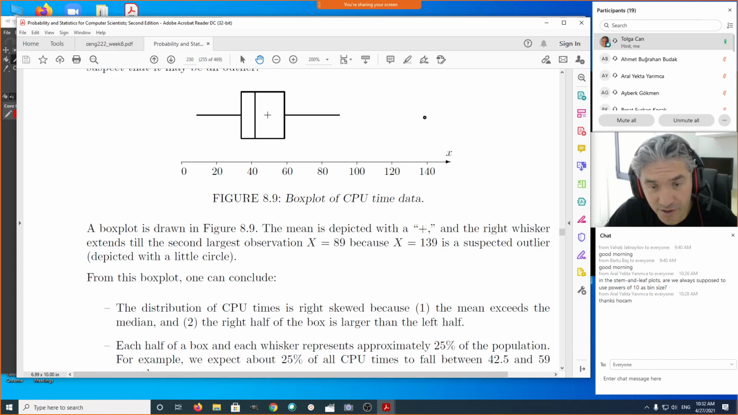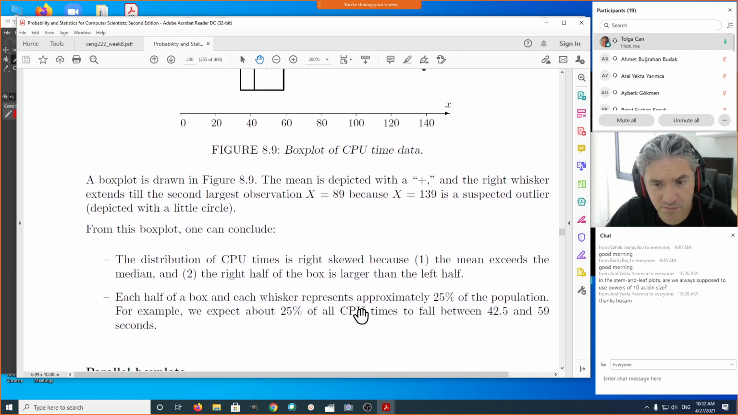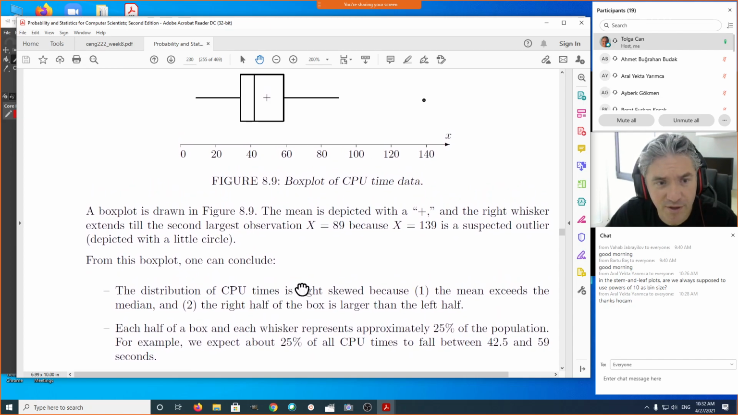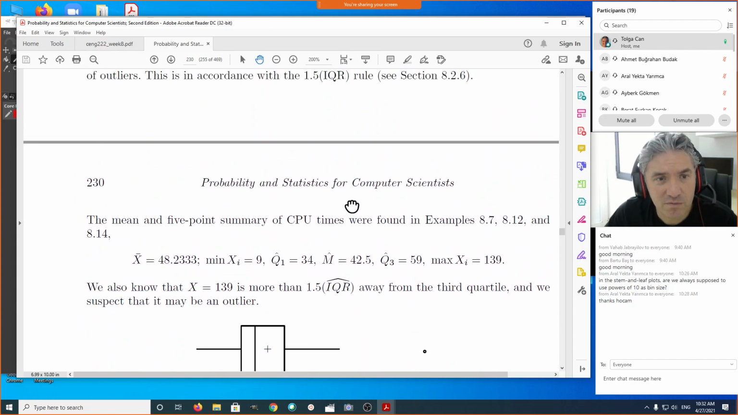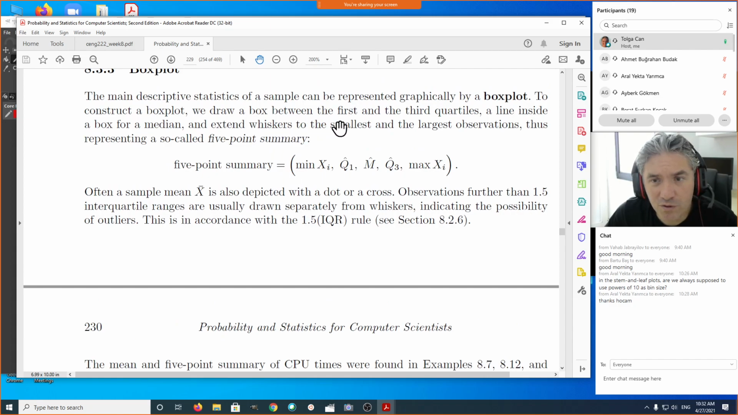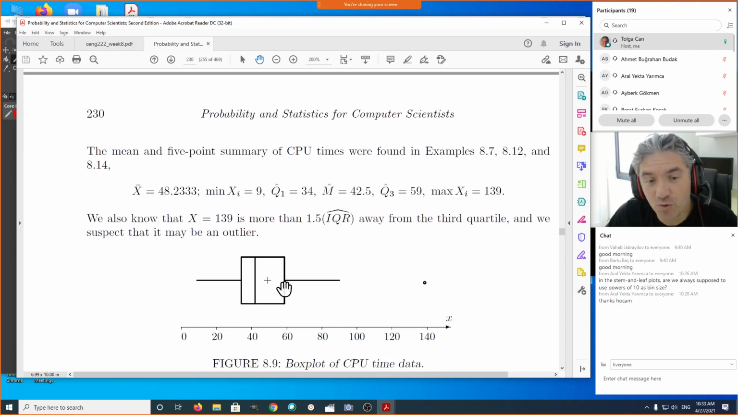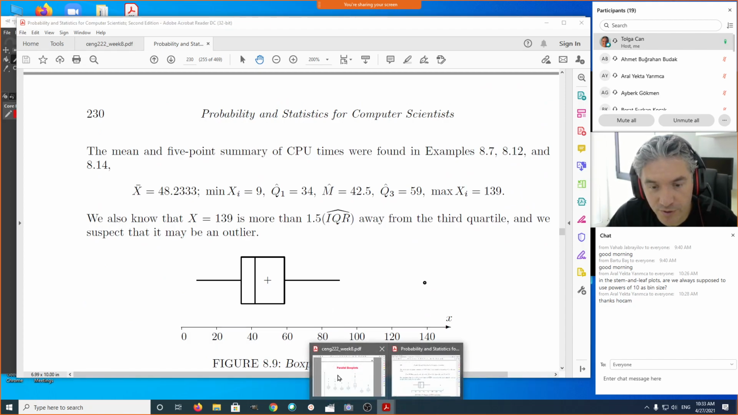By the way, the outliers are also shown here. These are called whiskers. The whiskers of the box extend all the way to, and 1.5 interquartile range, I think. So let's see. Yeah, the whiskers extend to the smallest and largest observations. Actually, the whiskers do not extend 1.5 interquartile range. So that's another important thing that I want to mention.